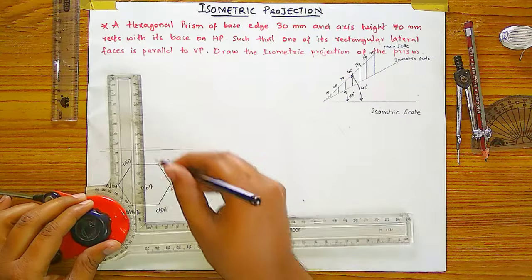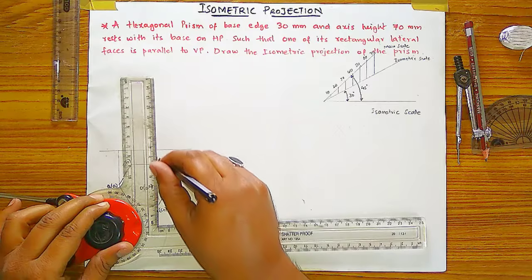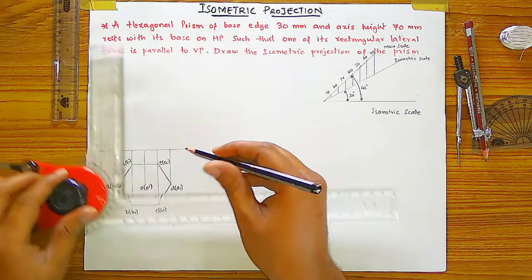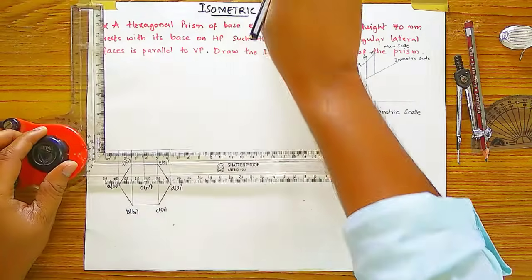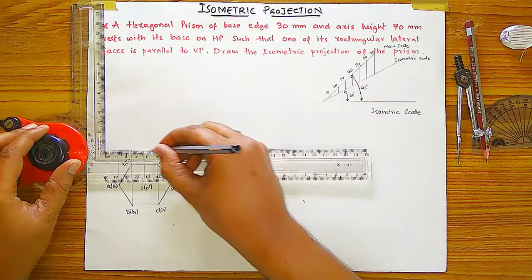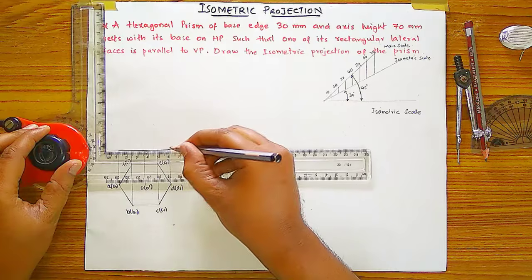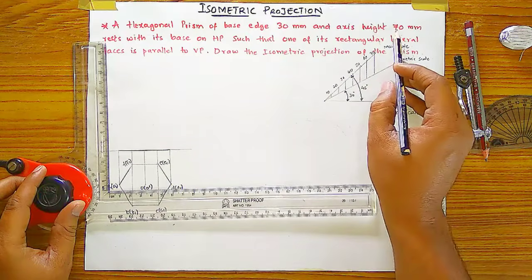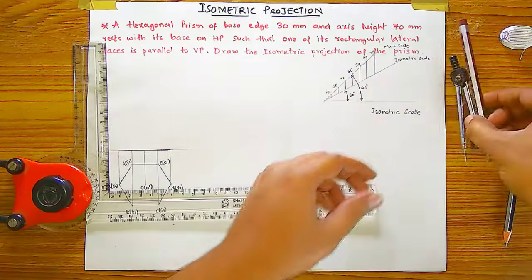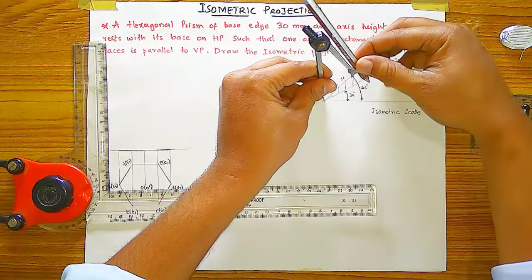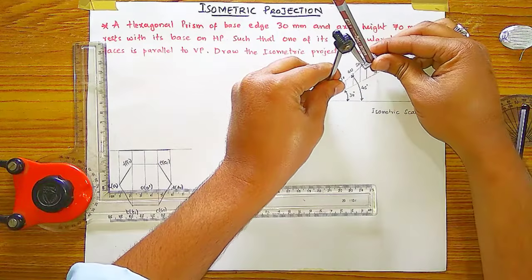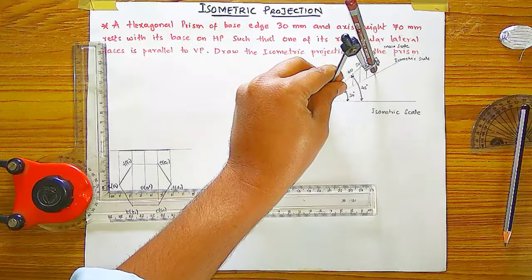From O also, and from E to C and E and D. The remaining line you are getting, that is the base of the prism. You have to dark it. Now the axis height is 70 mm in the question, but according to the isometric scale you have to adjust. According to 70 mm on the isometric scale, you have to adjust the divider 70 mm like this.